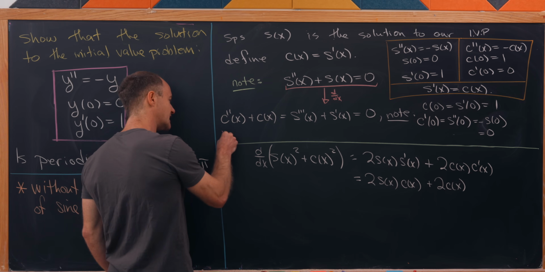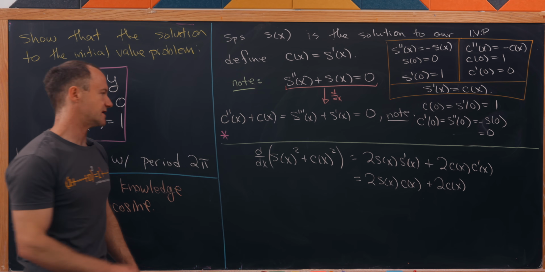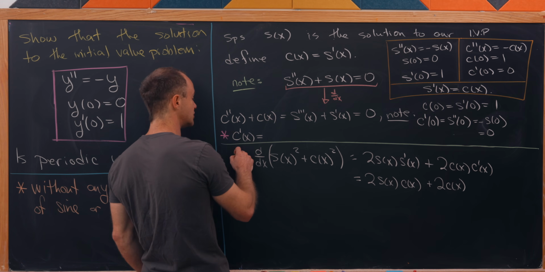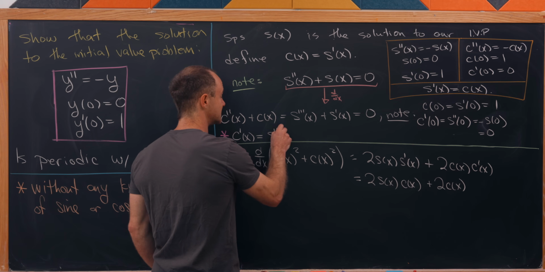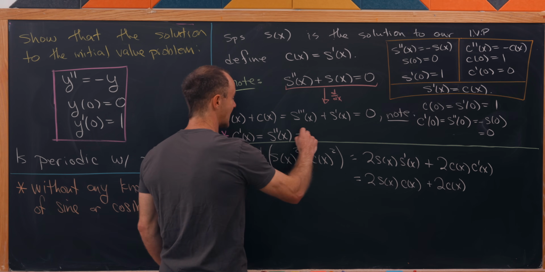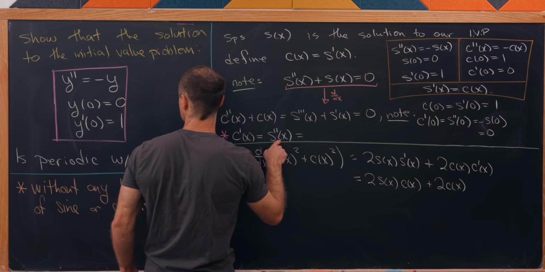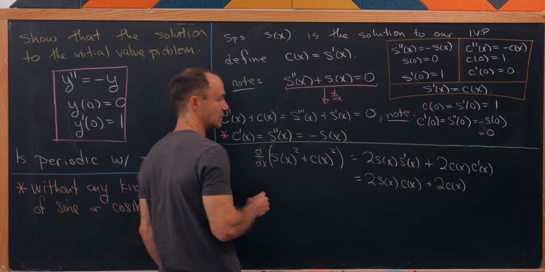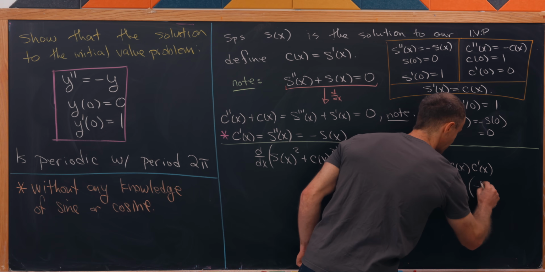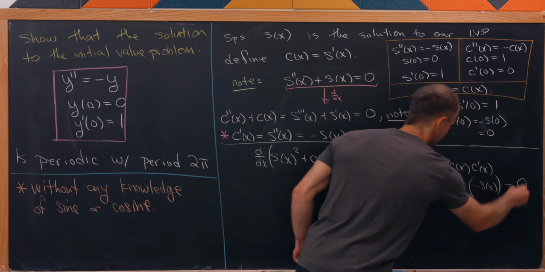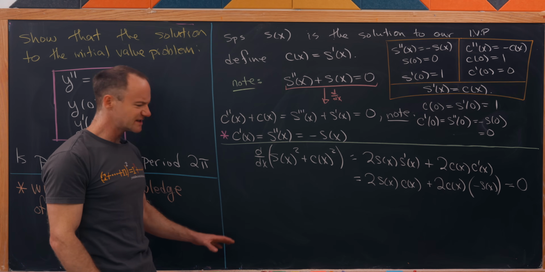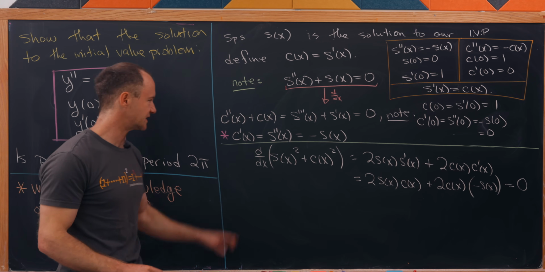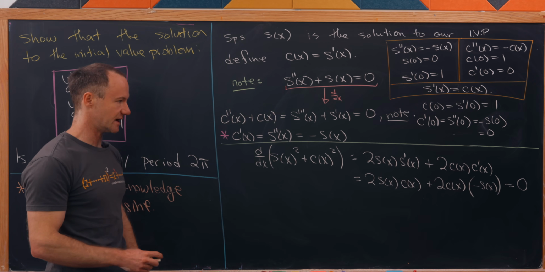Okay, so let's squeeze in another little calculation right here. Let's notice that c prime of x is equal to s double prime of x. But s double prime of x is equal to negative s of x by our differential equation. So that means we can replace this c prime with negative s of x, and then that cancels to 0. We already kind of had that on the board over here when we were checking our initial condition, but it's useful to see it in general right here.